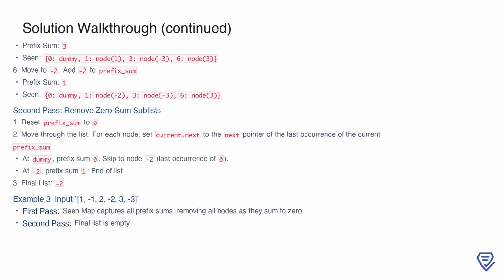Lastly, let's briefly consider a third example with the input 1, -1, 2, -2, 3, -3. Here, during the first pass, the prefix sums map captures all prefix sums, but each subsequent prefix sum revisits a zero-sum subsequence, ultimately removing all nodes. In the second pass, the list is entirely skipped, leaving an empty list as the result. This demonstrates how the algorithm efficiently removes all zero-sum subsequences from the list, regardless of their position or length.